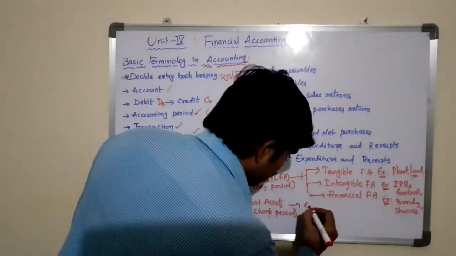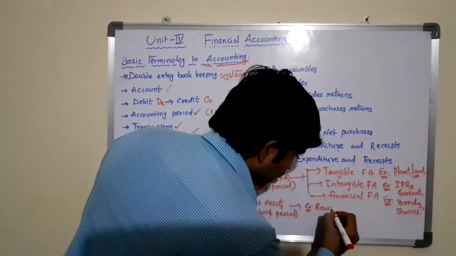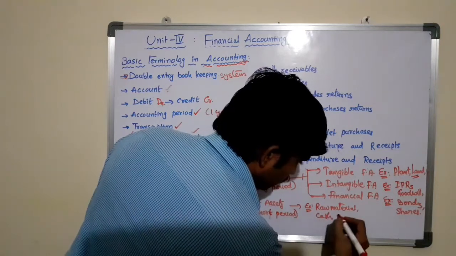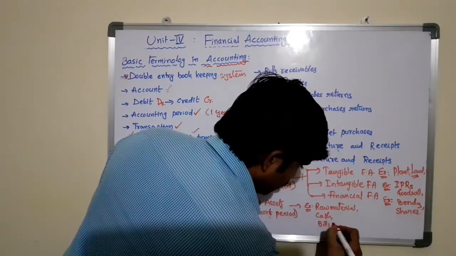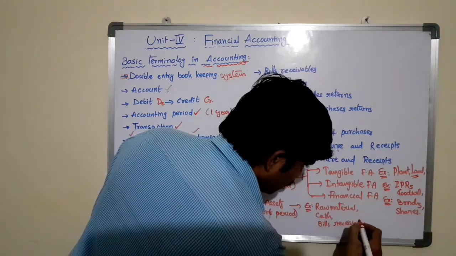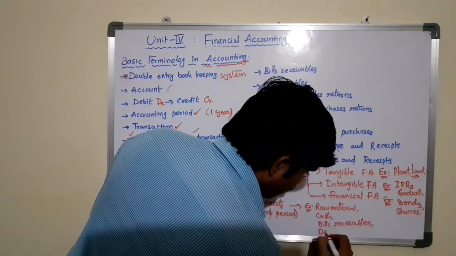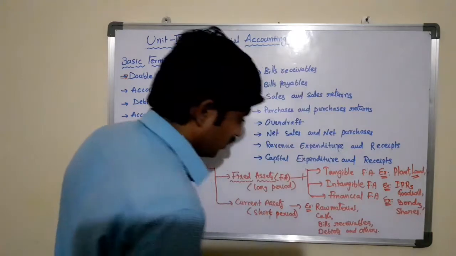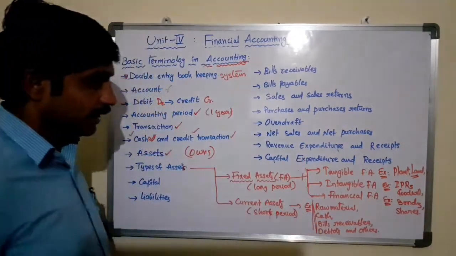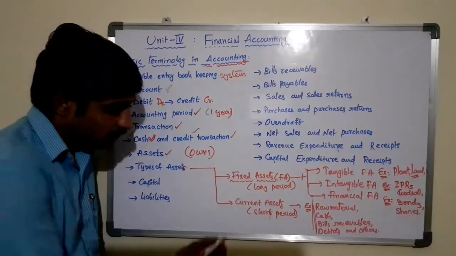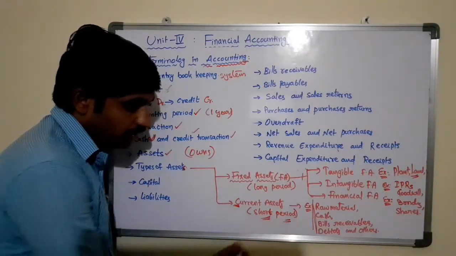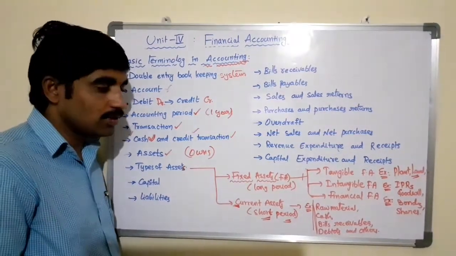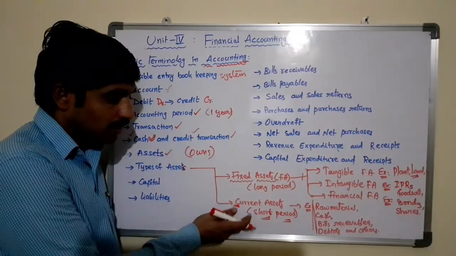All such assets are called current assets. Examples: raw material, cash, bills receivables, debtors, and others. So they are the examples of current assets which will give service to the company for a short period and will convert into another form within a short period. These assets are called current assets.